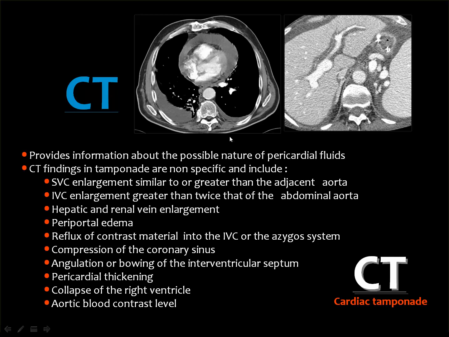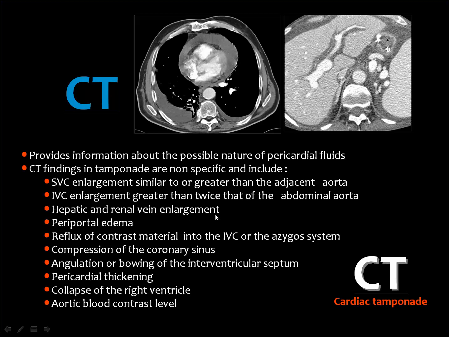Then the CT may help in assessment of the presence of pericardial collection, and also the presence of associated pleural collection. The CT signs of cardiac tamponade are non-specific. They include distension of the superior vena cava, which may reach the caliber similar to the adjacent aorta. Also, distension of the IVC, which may be greater than the adjacent abdominal aorta.